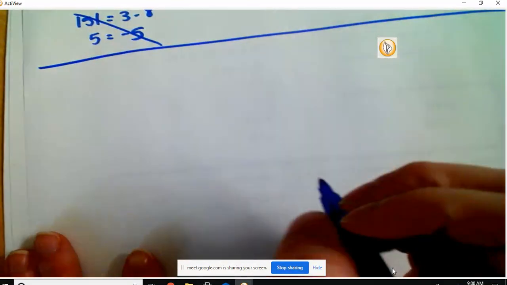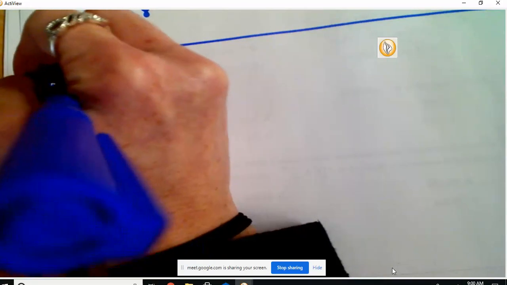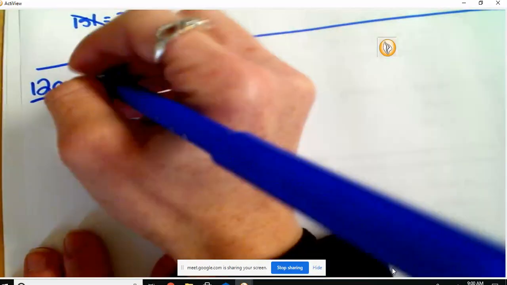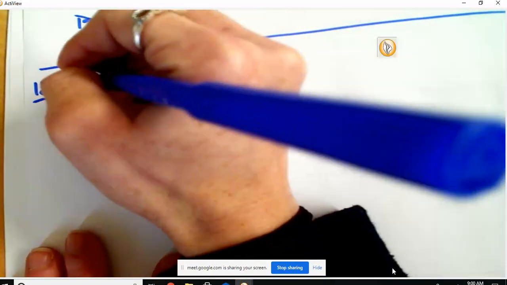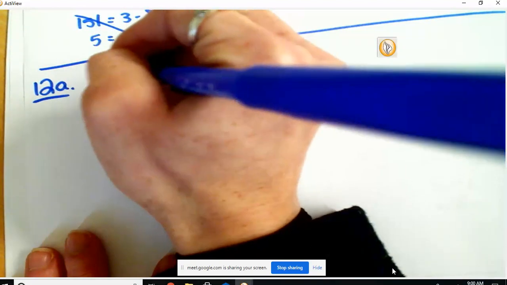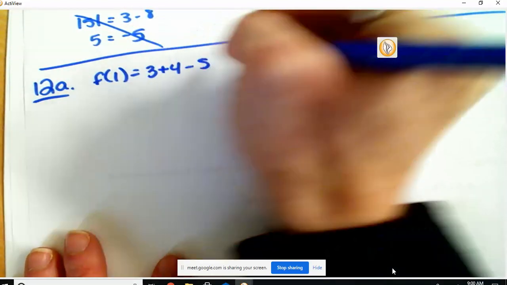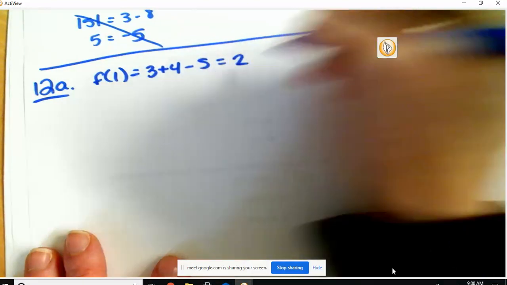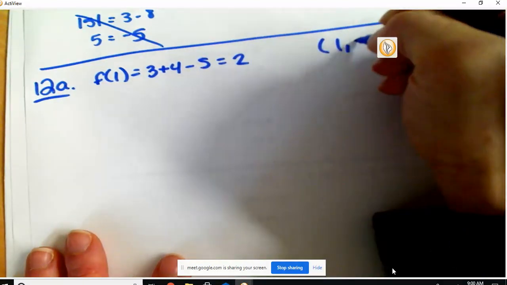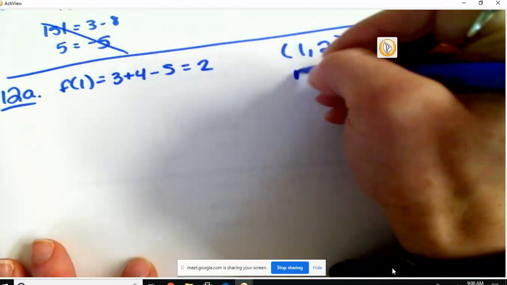Alright, looking at problem number 12. We have to write the equation for the tangent line on part A. So to write the equation of a line, you need a point and a slope. Now the point, I told you, was 1, f of 1. F of 1 meaning to get your y value, if you plug a 1 into your equation, we get 3 plus 4 minus 5, so we get 2. So our point is (1, 2).